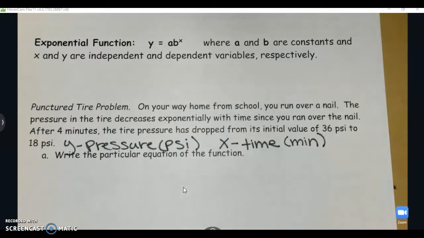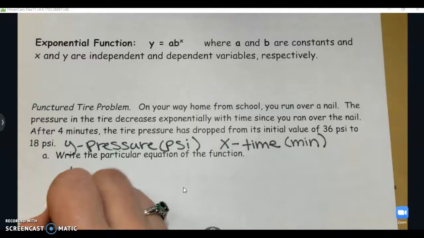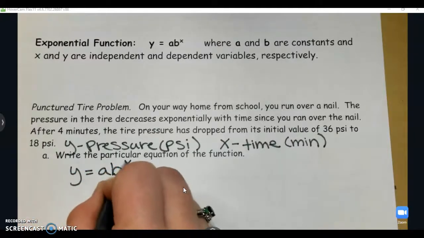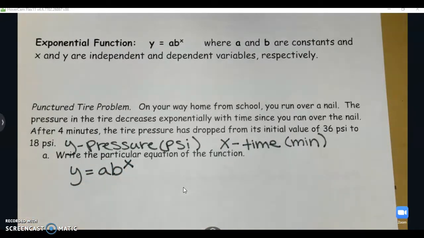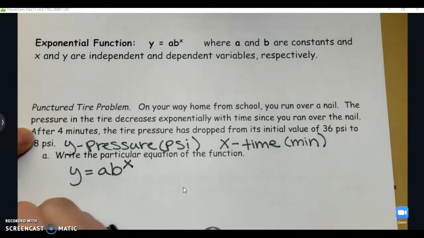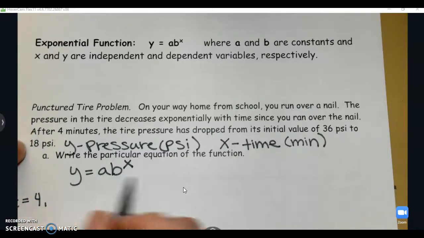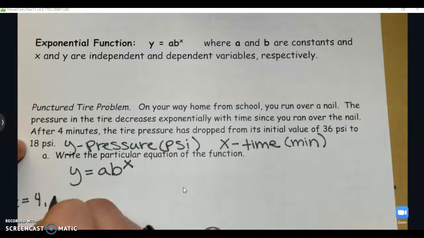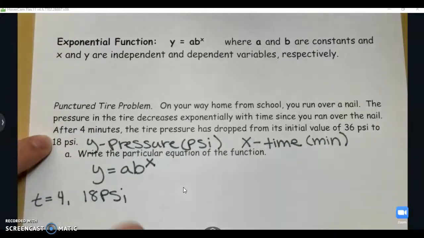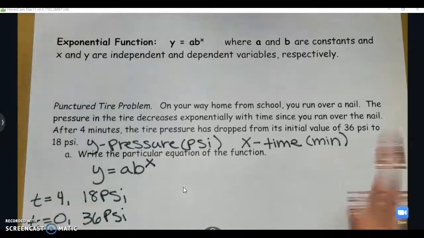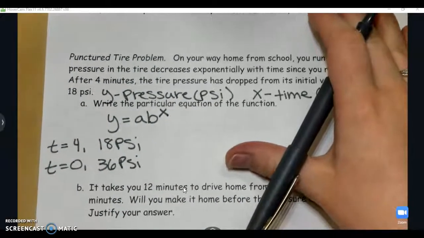Okay. So now, to write the particular equation for this function, remember, y is equal to a times b to the x power. Well, we were given two different points of reference. So after 4 minutes, so when time was 4, our pressure was 18. Sorry, it dropped from 36 to 18. So when time was 4, it was 18 psi. If its initial value was 36, that means when time was 0, it was at 36 psi. So this is going to be our reference, because we need to determine what a and b are.